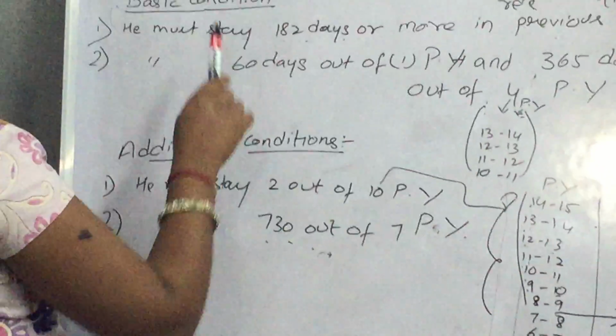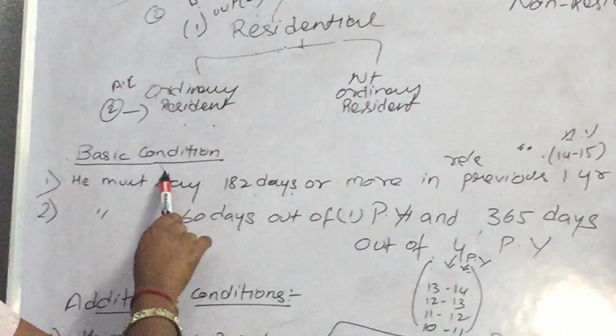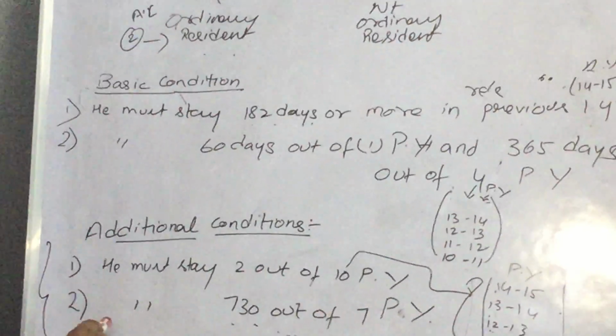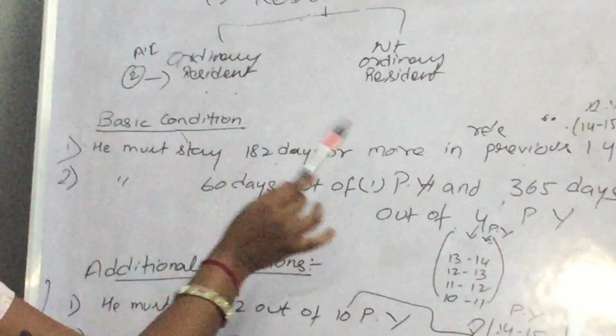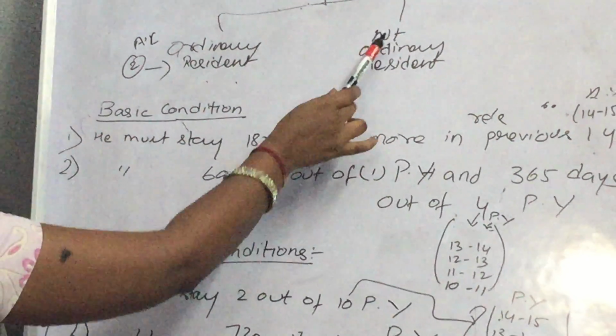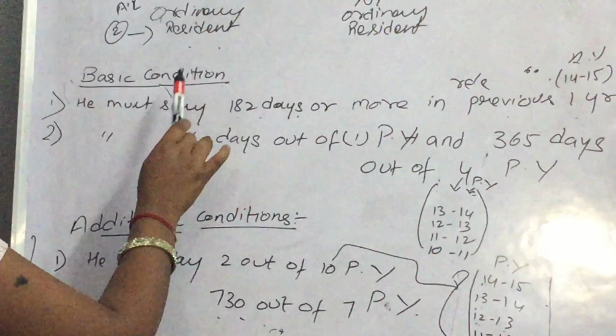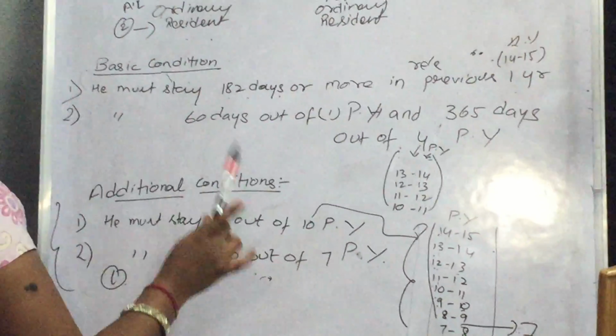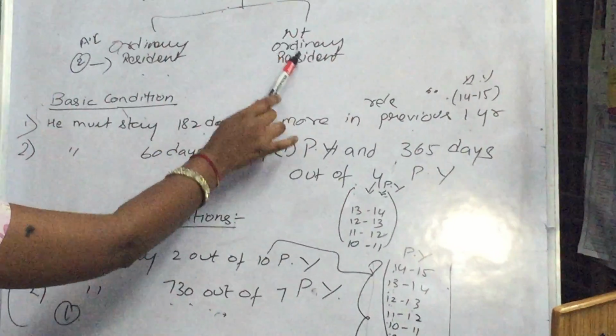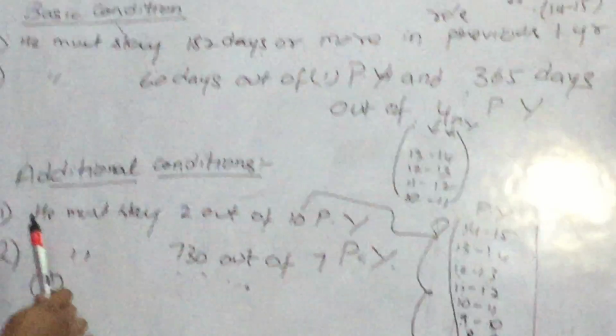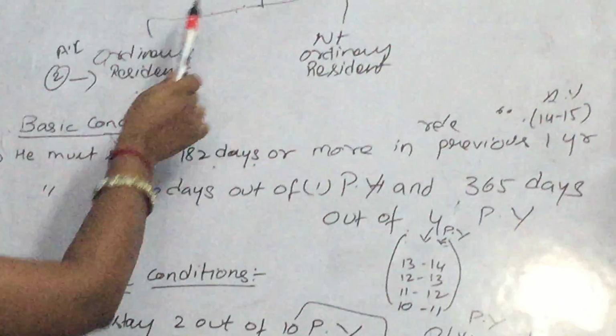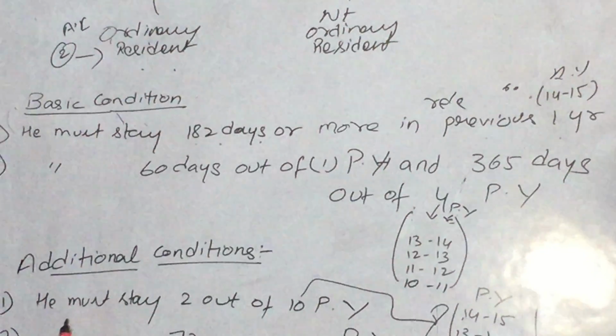Then he becomes a resident and ordinary resident. If he does not satisfy any one condition, then he will not become an ordinary resident; he becomes not ordinary resident. If he satisfies basic condition 1 and only additional condition 1, then he becomes resident, not ordinary resident. If he satisfies both additional conditions, then he becomes resident and ordinary resident of India.